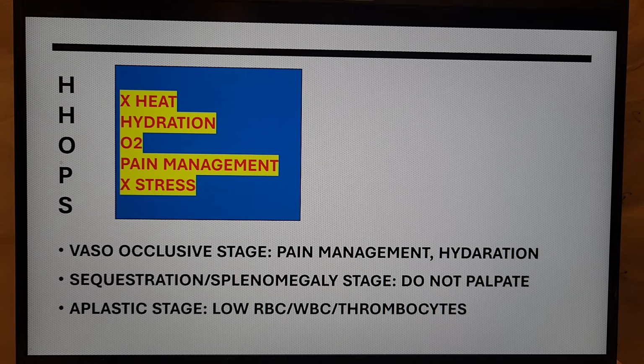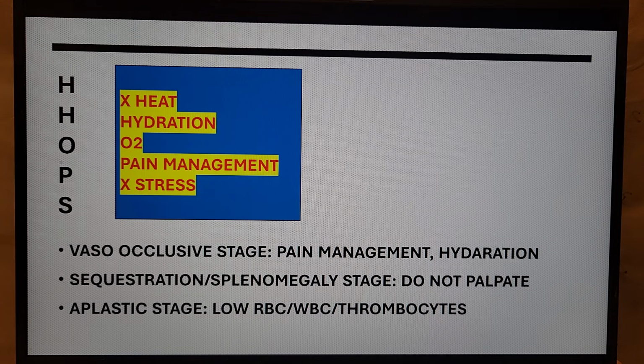Stage number 3 is aplastic, and aplastic means all the cells are already low. RBC low, anemia; white blood cell low, risk for infection; thrombocyte low, the risk for bleeding. So this is already stage number 3, aplastic stage. So 3 different stages: vaso-occlusive, sequestration, and aplastic.